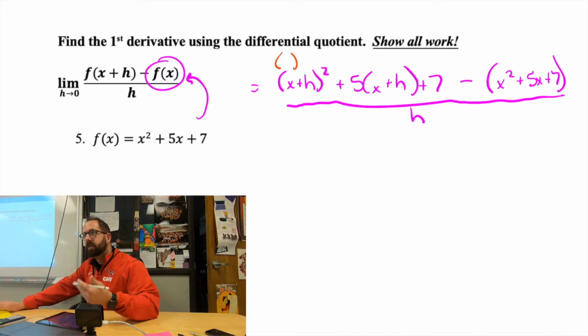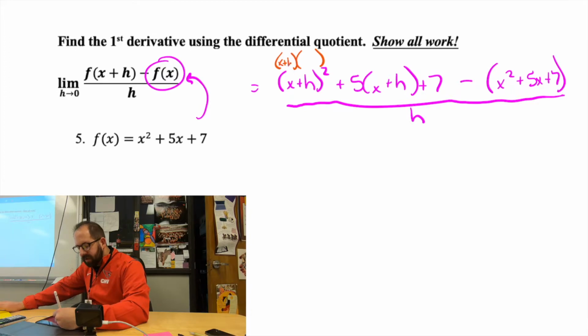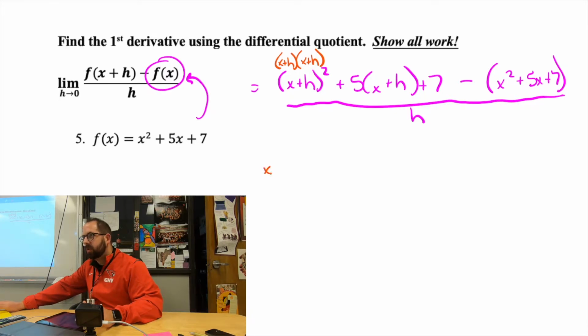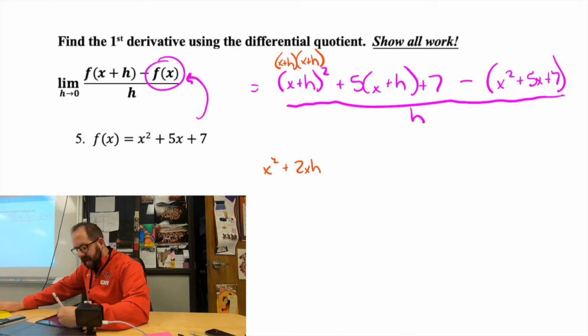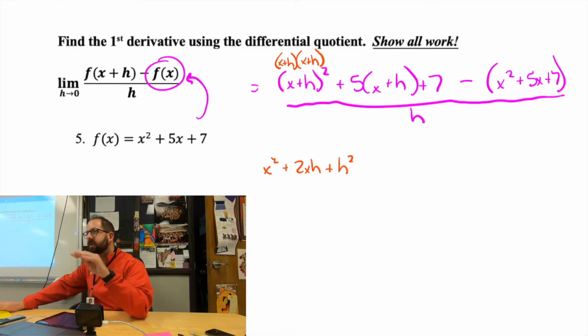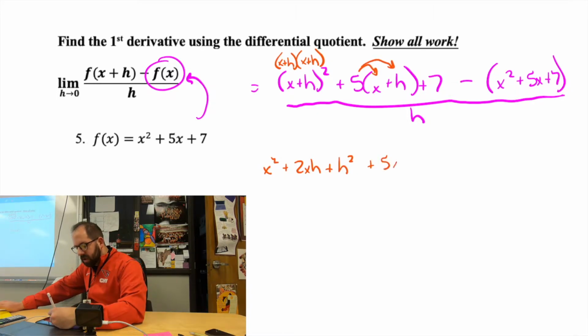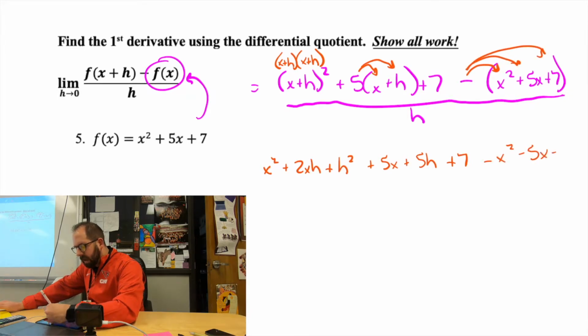We have to FOIL, distribute, however you want to say it. This parenthesis right here is x plus h times x plus h. You have to actually distribute and FOIL. Don't distribute the power of 2. FOIL it together. So that's x squared plus 2xh plus h squared, if I FOILed it out: first, outer, inner, and last. Sorry, I'm going really fast. I'm going to keep going. Distributing the 5 through here, I get 5x and 5h. I have that, plus 7. And then I'm going to distribute the negative sign in the back here. So I get negative x squared minus 5x and then minus 7.